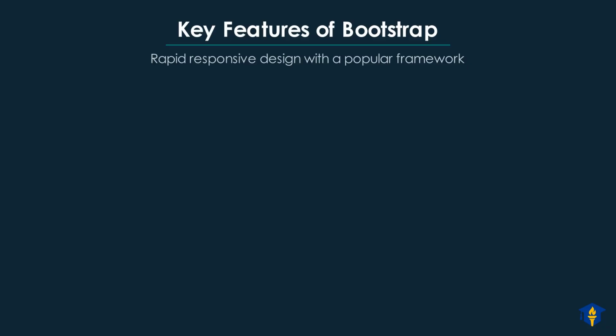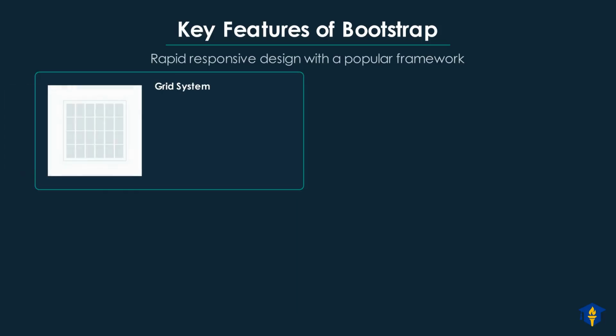Bootstrap enables rapid responsive design by providing pre-built components and a robust grid system. Bootstrap's grid system is a fundamental feature, organizing content into a flexible 12-column layout. This 12-column layout allows for highly flexible and adaptable designs that scale across devices. It ensures consistent responsiveness, making your web pages look good on desktops, tablets, and phones.